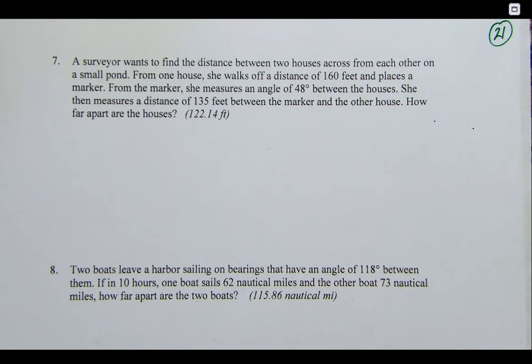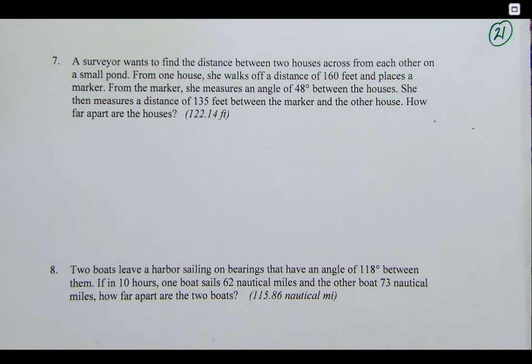A surveyor wants to find the distance between two houses across from each other on a small pond. From one house, she walks off a distance of 160 feet and places a marker. From the marker, she measures an angle of 48 degrees between the houses. She then measures a distance of 135 feet between the marker and the other house. How far apart are the houses?